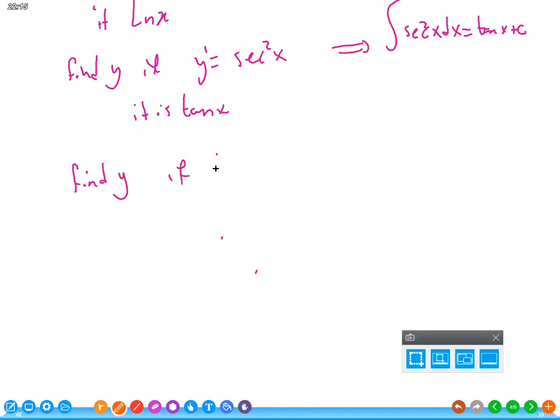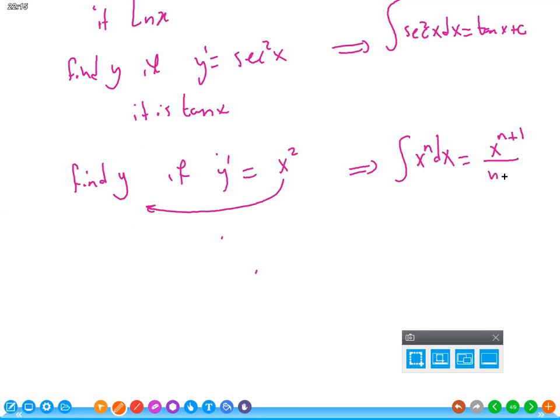Find y if y prime equals x square. What is the function we make derivative to get x square? So I want the antiderivative. The rule here is called the power rule. For the integration, we add 1 to the exponent, and divide by the exponent plus 1, plus c. So the integration of x squared dx will be x to the power 3 over 3 plus c.